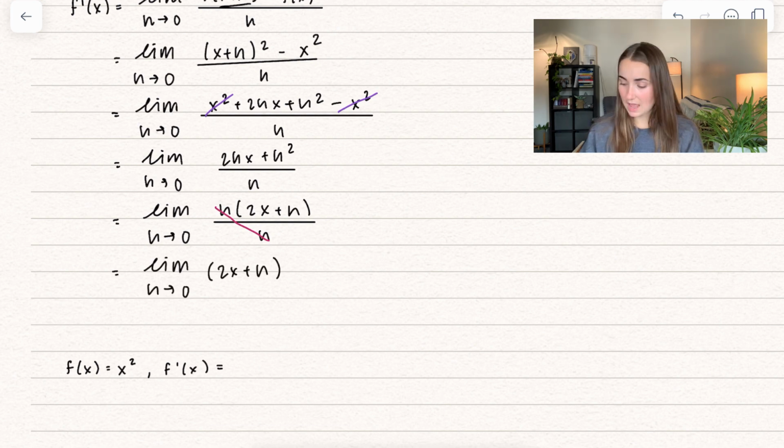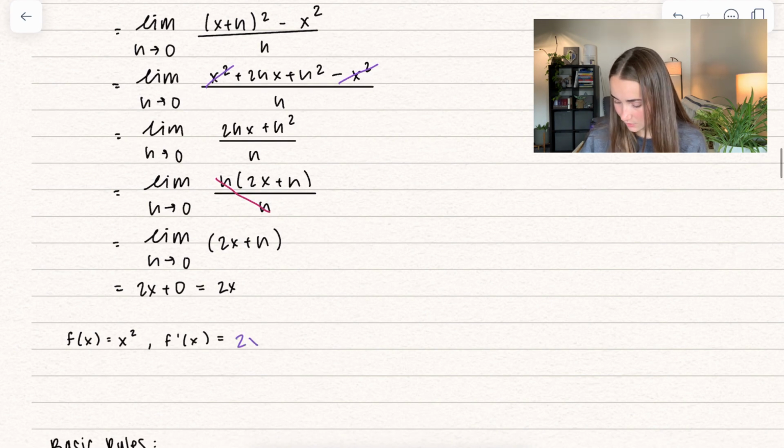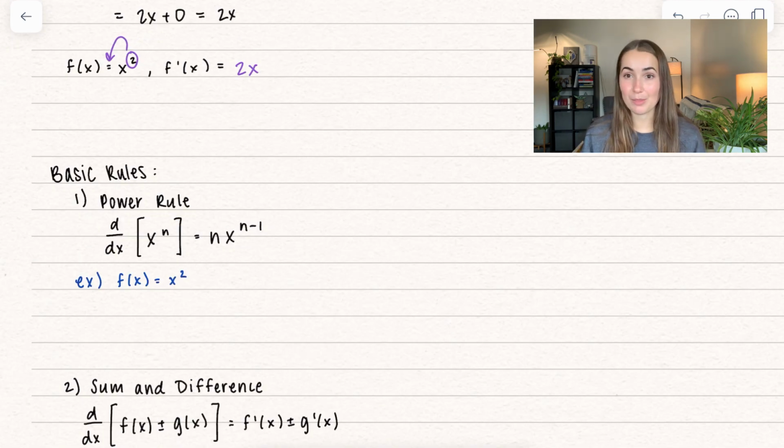So I want to go ahead and use direct substitution. I got rid of my issue, and now I can plug it in. So I get 2x plus 0, which is just equal to 2x. So now right here, my original function was x squared, and my derivative was 2x. I don't know if we see what happened here, but I took that exponent and I pulled it down. And this is an actual rule. So first we're going to talk about the power rule, which is what we have described here.